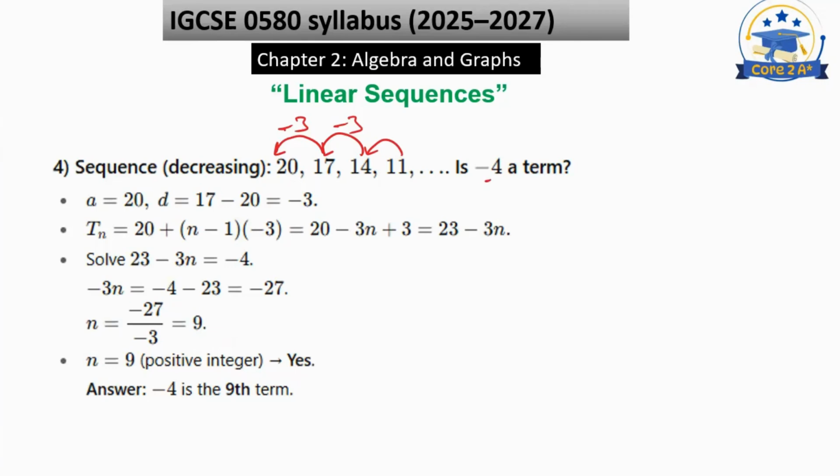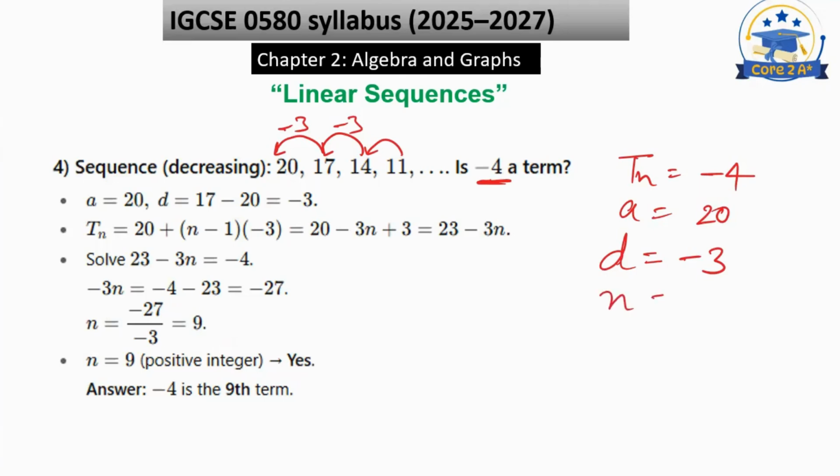Now it is asking whether minus 4 is a term. It means Tn equals minus 4. A is 20. D is what? Second term minus first term, not first term minus second term. Otherwise, your answer will be wrong. Please be careful while solving the question. So 17 minus 20 would be minus 3, negative 3, not positive 3.